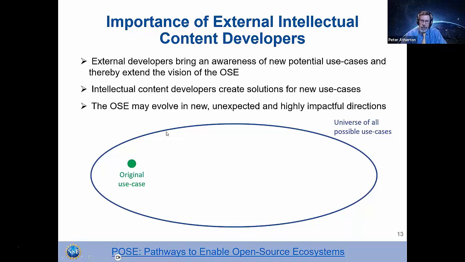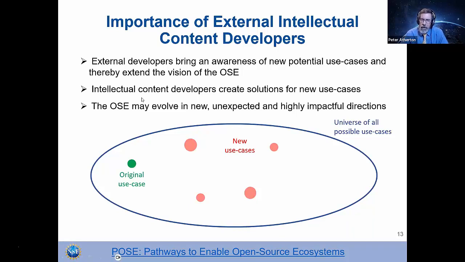So this illustration at the bottom is intended to show all the possible use cases for a particular open source product. So it's a universe of possible use cases, kind of like phase space, if you like. And you can see here we have an open source product, and the green dot indicates its original use case is positioned here in the universe of all possible use cases. One of the strengths of external developers is they can bring an awareness of new potential use cases to this open source product, and thereby effectively extend the vision of the open source ecosystem by just raising awareness of the fact that there are new use cases out there for this open source product, which the originating team may not have thought about at all because it's not in a space that they operate in.